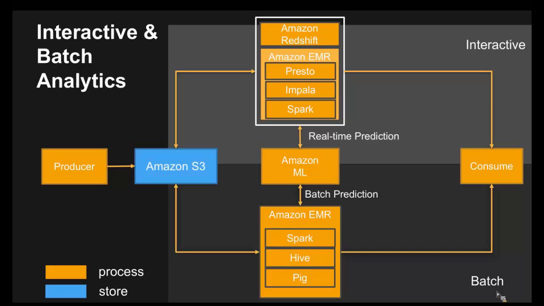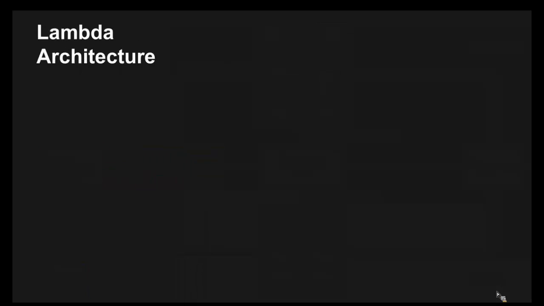And for batch analytics, similarly, you can have either Hive or Pig or Spark SQL process the data in S3 and then render a report, or a weekly, monthly report, for example. So the same idea of decoupling the system allows you to build a very, very scalable pipeline, if you will.